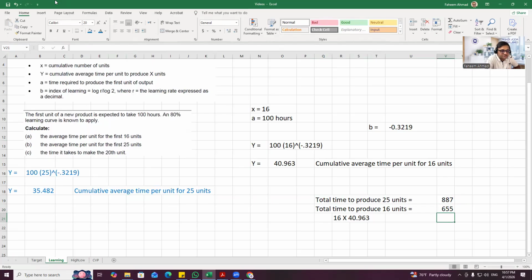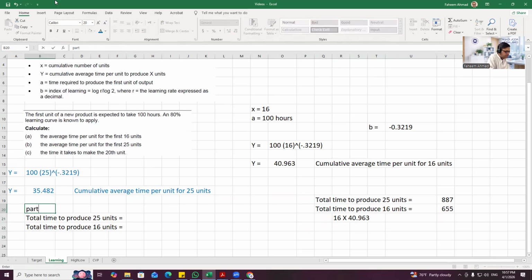We have done requirements A and B. Now the requirement C. In requirement C, they are asking the time it takes to make the 20th unit. These type of calculations for learning curve are quite common in exam. Almost in every exam, they ask for learning curve. Okay, I'm going to deal with requirement C. They are asking about the actual time to produce the 20th unit. So let's do it. So this is part C.